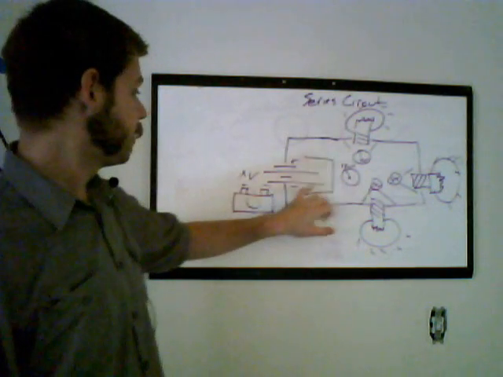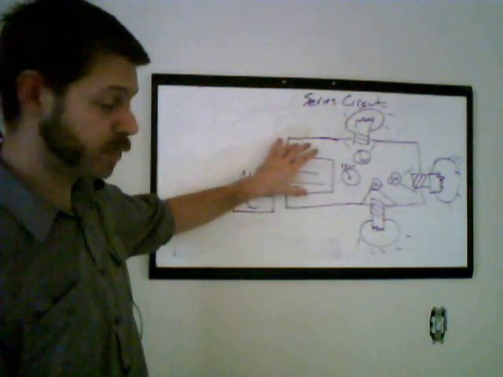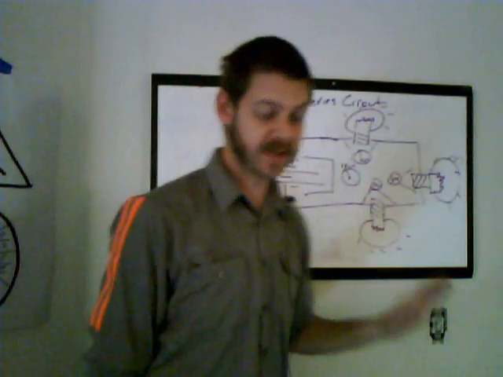The law is this: the total voltage drop that you have in the battery is going to be represented in the total set of voltage drops you have.